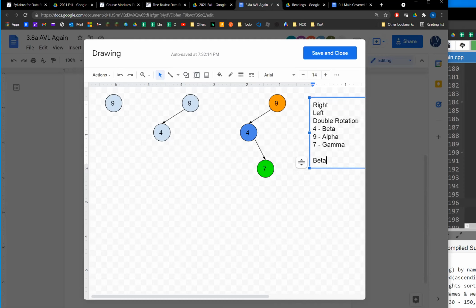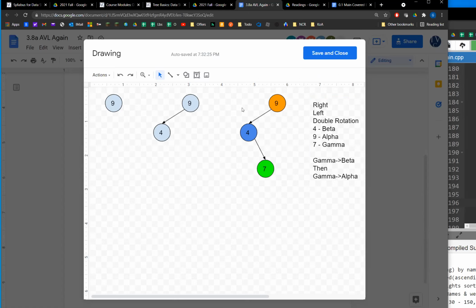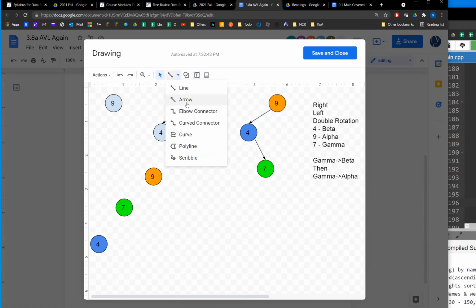So beta, gamma towards beta, then gamma towards alpha. Those are 2 rotations. All right, so our blue node beta is going to rotate down. This gives us still a binary search tree.